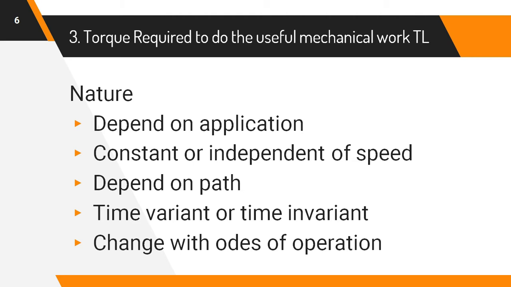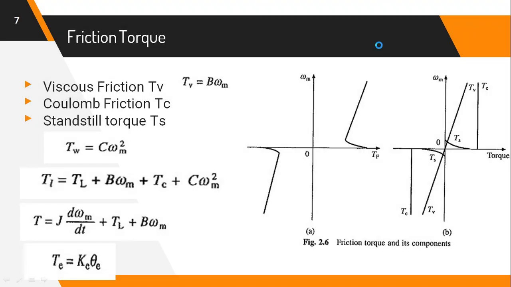Torque required to do the useful mechanical work, TL. The nature of this torque depends on the particular application. It may be constant and independent of speed, like a gravitational force. It may be some function of speed. It may depend on position and the path followed by the load. It may be time variant or invariant. It may be cyclic, and its nature may depend on modes of operation. So the useful mechanical work torque TL depends on all these factors.